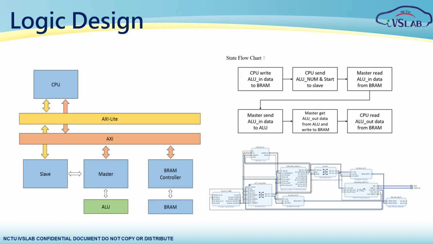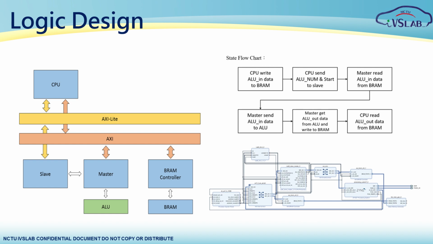Next, let's examine our experimental circuit. To start off, the CPU utilizes the AXI bus to write the target computational data into the VRAM. Then, by performing a write operation to the slave interface, the CPU triggers the slave to control the master's actions. Upon receiving this command, the master actively initiates an AXI transaction to read the data from the VRAM and feeds it directly into the ALU core for computation.